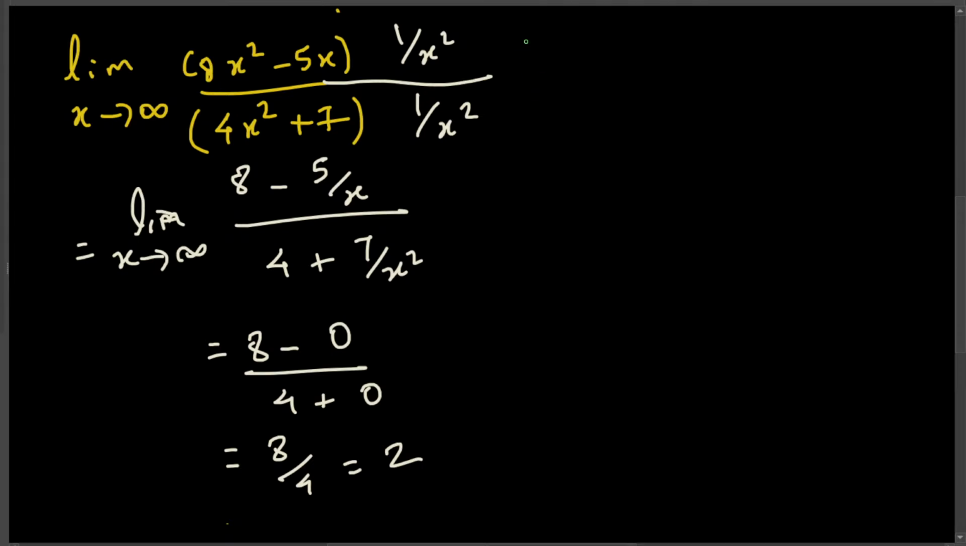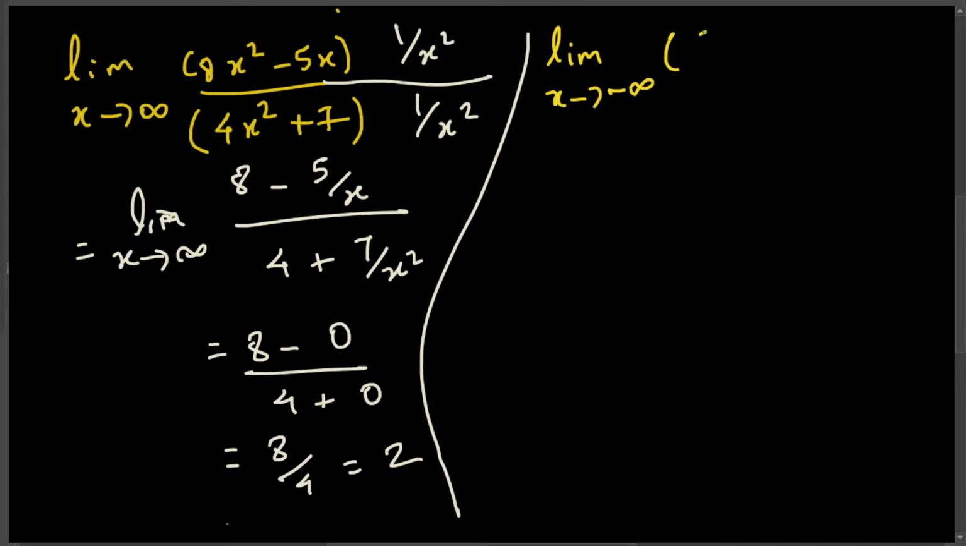Let's look at another example. Let's say we have a question like this: a limit as x approaches negative infinity, and then the function is 5x minus 7x cubed divided by 2x squared plus 14x cubed minus 9.